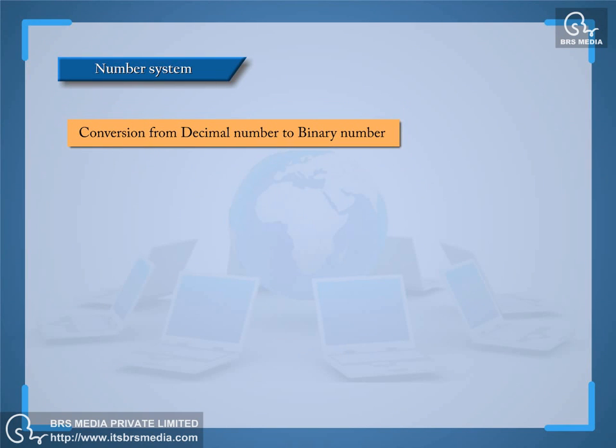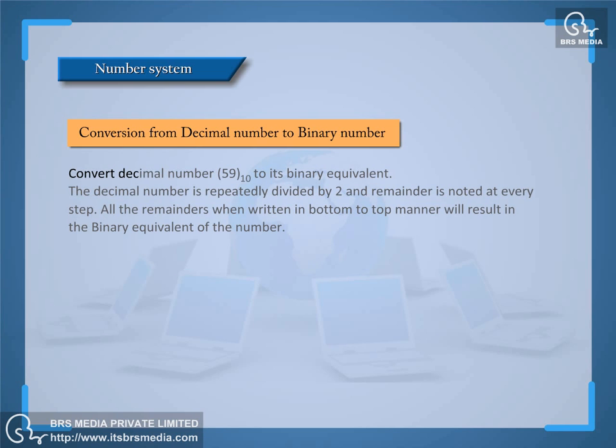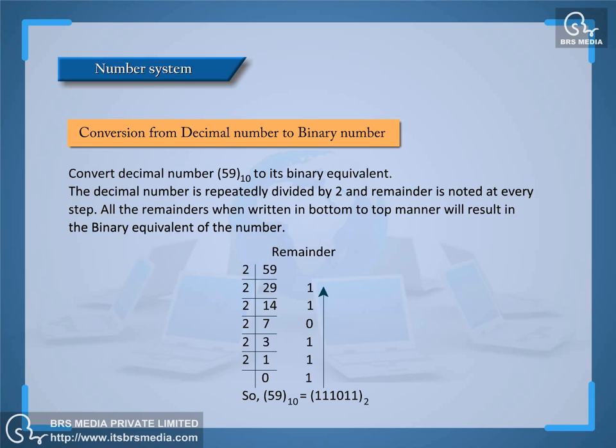Conversion from decimal number to binary number. Convert decimal number 59 base 10 to its binary equivalent. The decimal number is repeatedly divided by 2 and remainder is noted at every step. All the remainders when written in bottom to top manner will result in the binary equivalent of the number. Remainder.